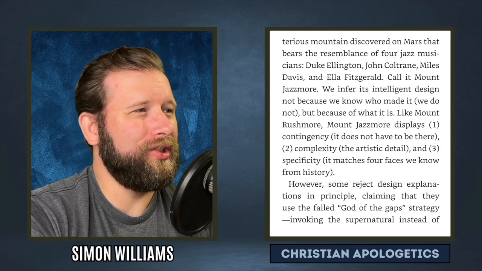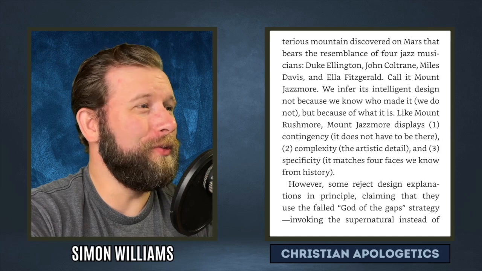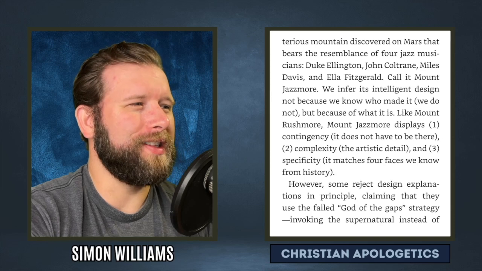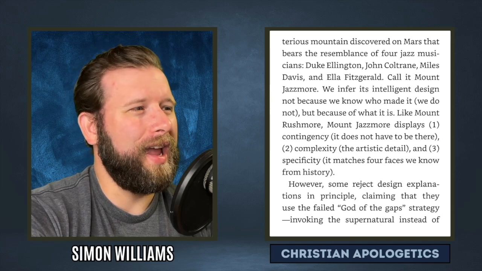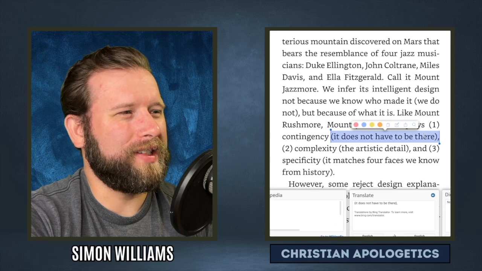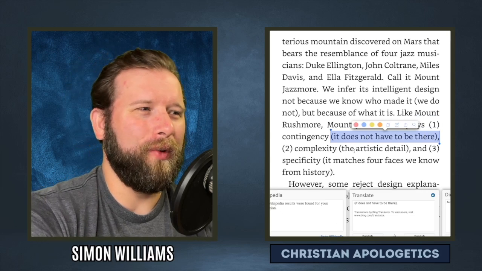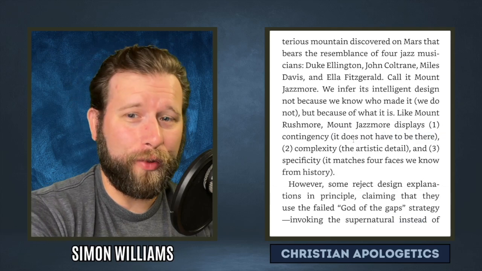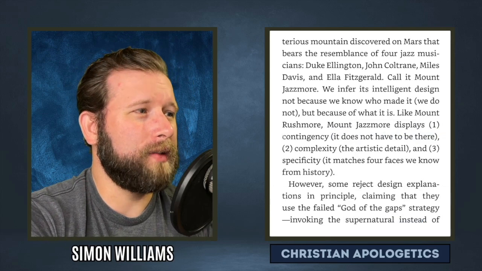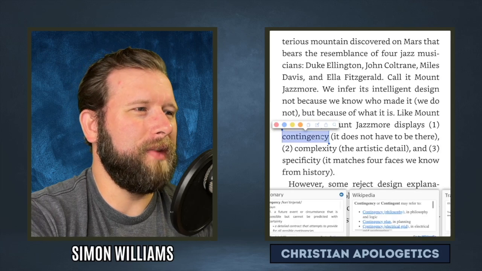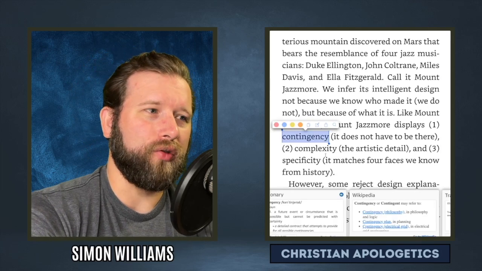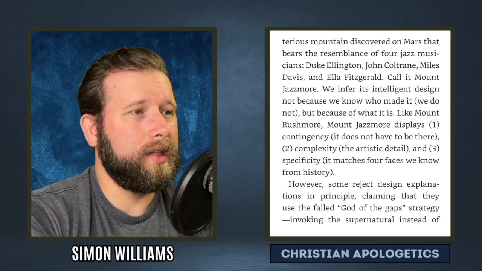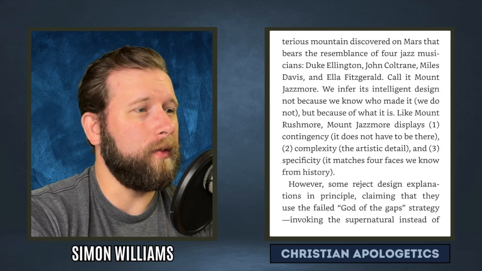We infer its intelligent design not because we know who made it, we do not, but because of what it is. Like Mount Rushmore, Mount Jazzmore displays 1, contingency. It does not have to be there. Okay, so this little statement right here by Dr. Groothuis is more in alignment with what is typically called contingency. It doesn't have to be there. It could have been otherwise. But remember that in specified complexity, we're talking about contingency, meaning it was not likely brought about by natural processes. Number 2, complexity, the artistic detail, and 3, specificity. It matches 4 faces we know from history.